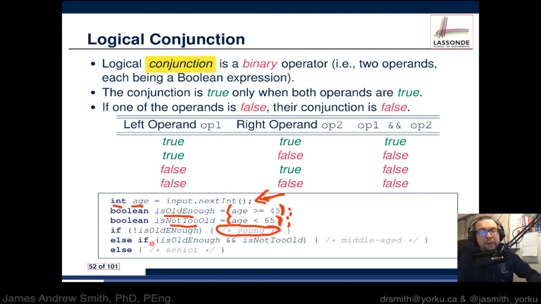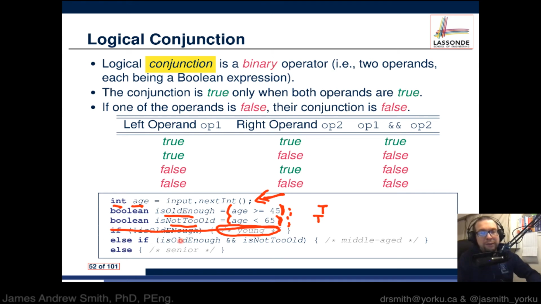Now, if it turns out that we put in a value of, let me see, so we want to have something less than 65 and greater than 45. So if we had a value of 50, then is old enough would be true. Is not old enough, is not too old, would also be true. This right here, the first part, the true would become false. So the very first one would be negated. That would not occur.